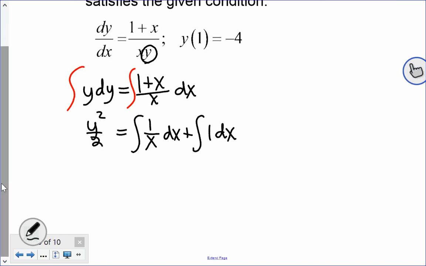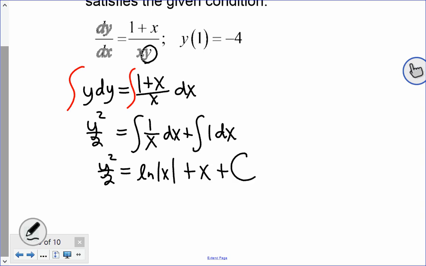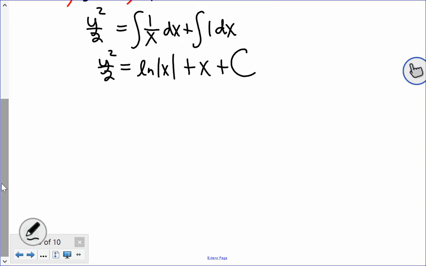So we still have just y squared over 2. 1 over x integrates to being ln of absolute value of x plus the integral of 1, which becomes x. And then remember, we got to have a plus c once we start integrating things. And so we want to go ahead and continue, and now we want to go ahead and find y.